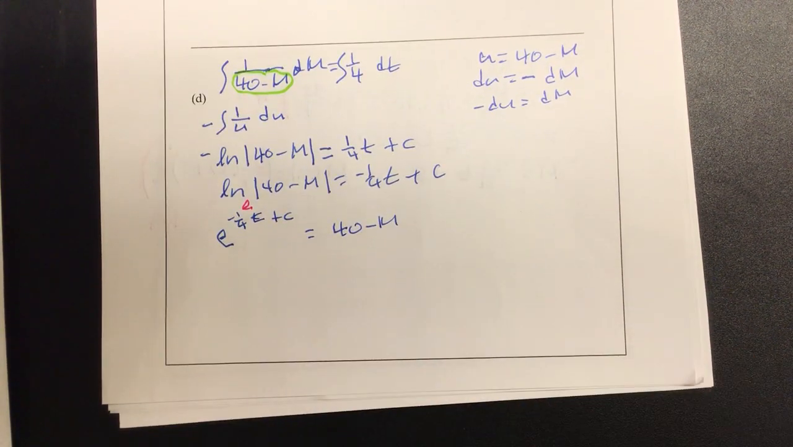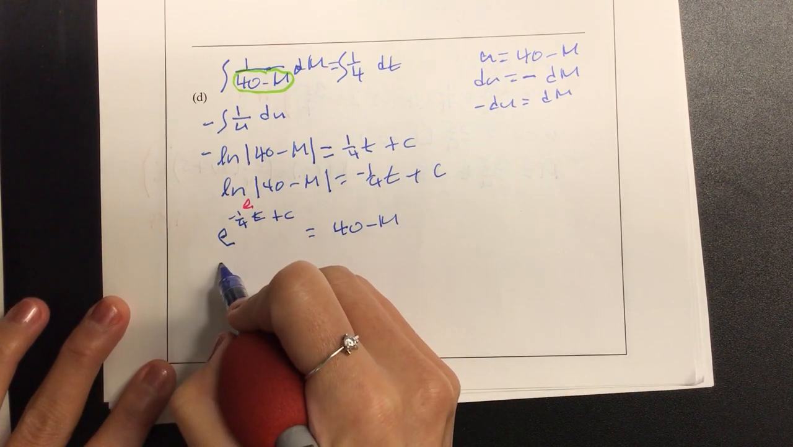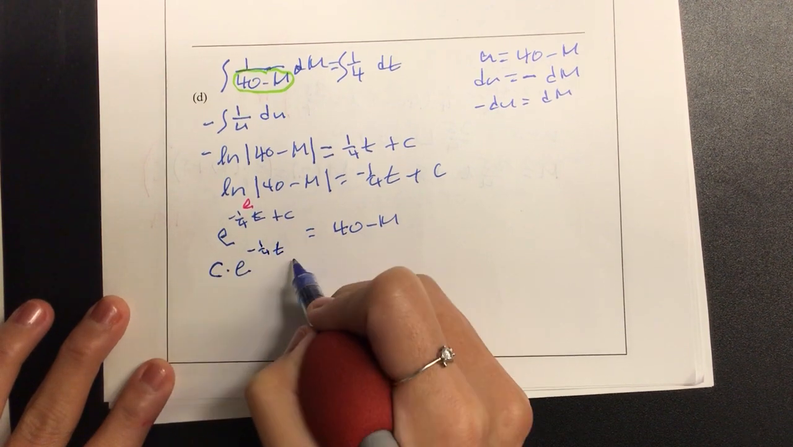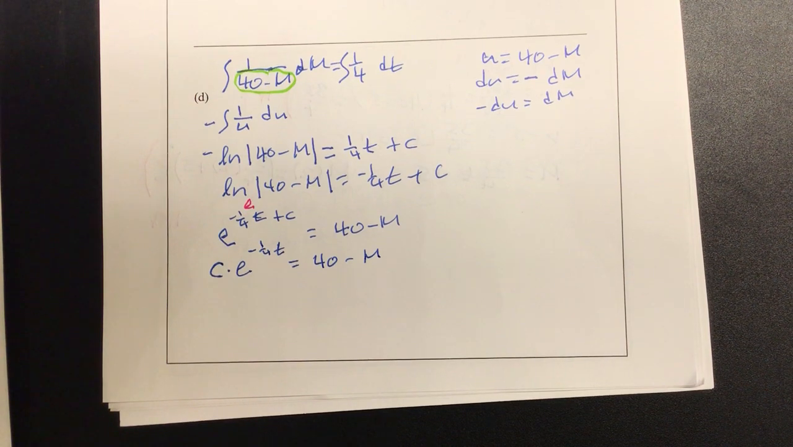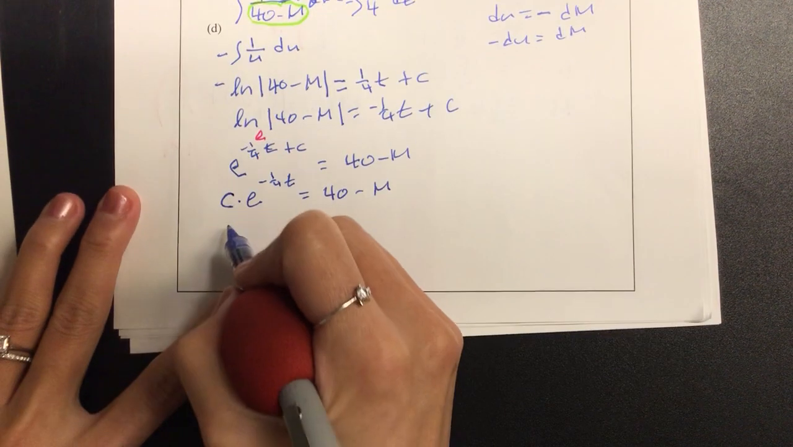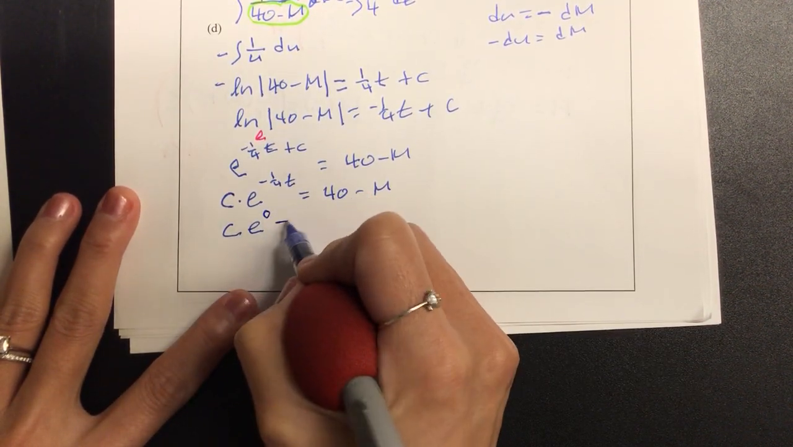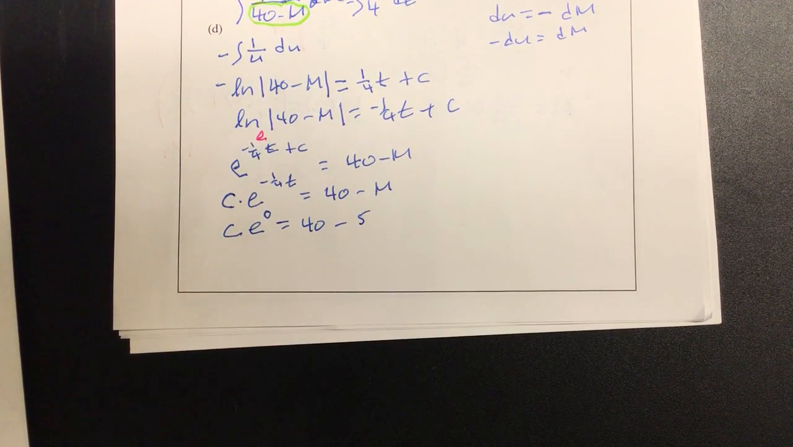And then I'm going to further elaborate. E is a number, c is a number. So technically, if I were to simplify this, it is c times e to the power of negative 1/4 t is equal to 40 minus m. What is my m given? 5. So let's plug in the 5 and the 0. So we have c e to the power of, I know that all that is going to be 0, is equal to 40 minus 5. Wait, why does the c get to come down? Why does the c get to come out of the exponent?